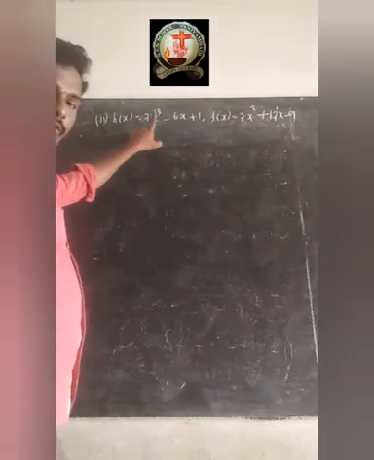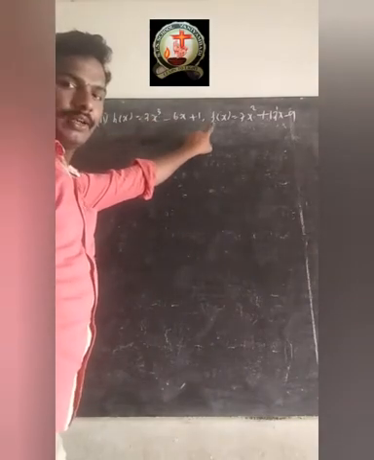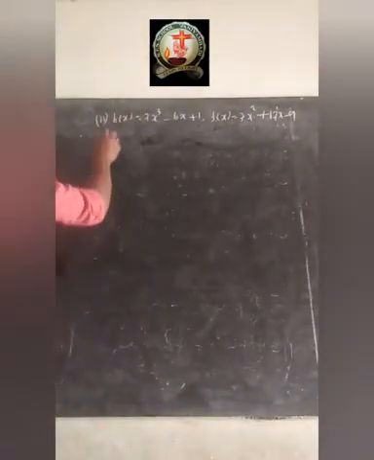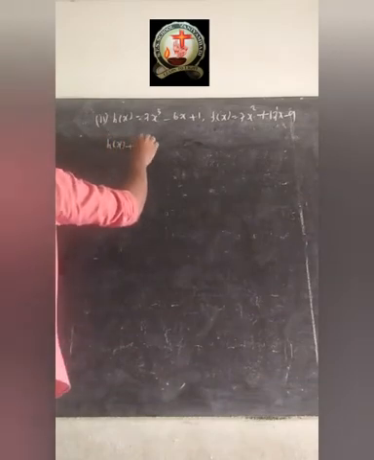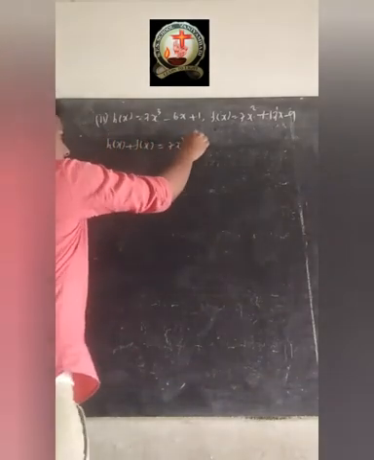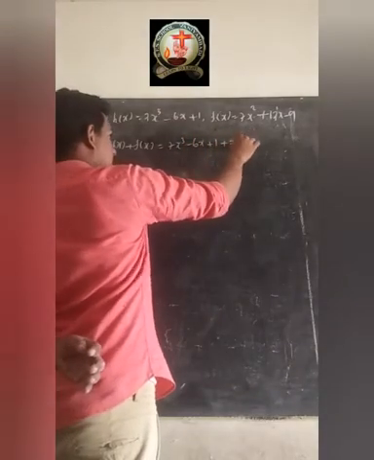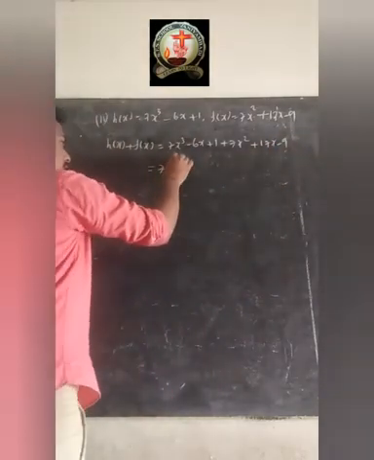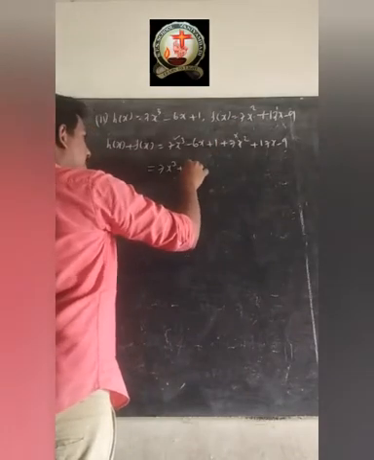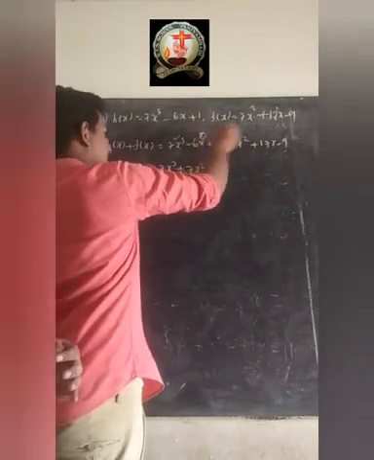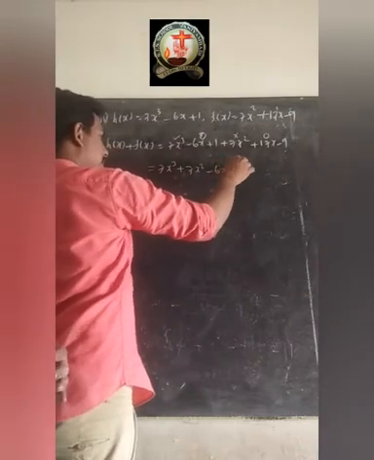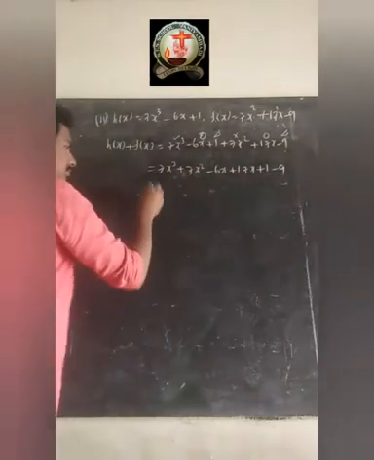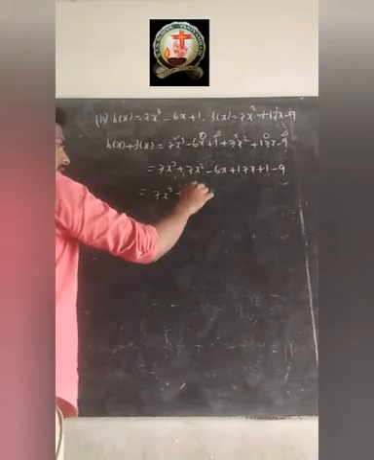Next, h of x is equal to 7x cube minus 6x plus 1. F of x is equal to 7x square plus 17x minus 9. They are saying to add now. h of x plus f of x equals 7x cube minus 6x plus 1 plus 7x square plus 17x minus 9. First, take the highest power 7x cube. Next highest power 7x square. Next minus 6x plus 17x. Next constants plus 1 minus 9.